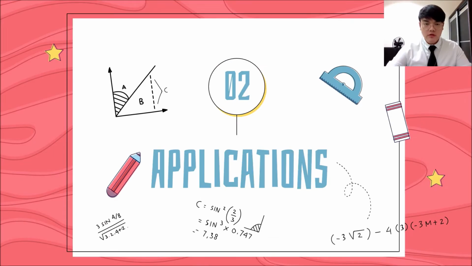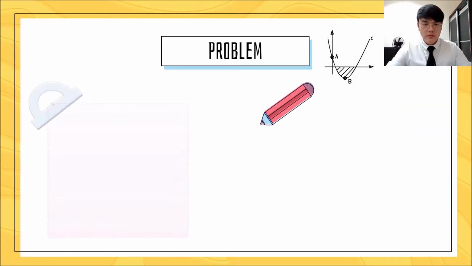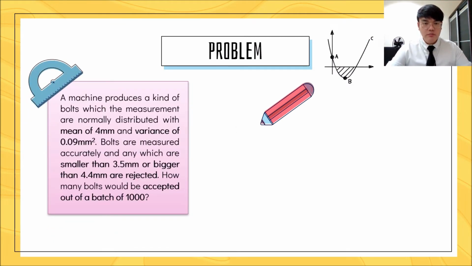So now let us have a look at the application of normal distribution. In this problem, a machine produces a kind of bolts whose measurements are normally distributed with a mean of 4 mm and variance of 0.09 mm squared. Bolts are measured accurately, and any which are smaller than 3.5 or bigger than 4.4 mm are rejected. The question is how many bolts would be accepted out of a batch of 1000.